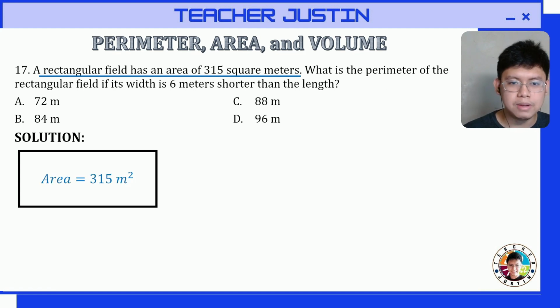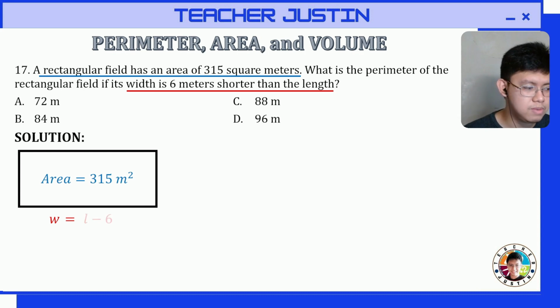We're asked to find the perimeter of this rectangular field, pero yung given niya, yung width daw, is 6 meters shorter than the length. So, translate natin siya to an equation. Yung width is equal symbol 6 meters shorter than the length. Okay, so pag sinabing 6 meters shorter than the length, 6 subtracted from the length. So, it will be translated as L minus 6.